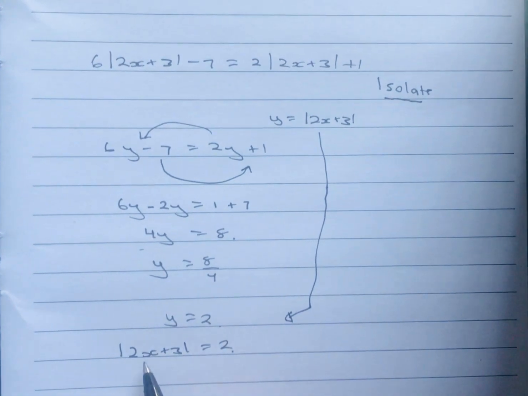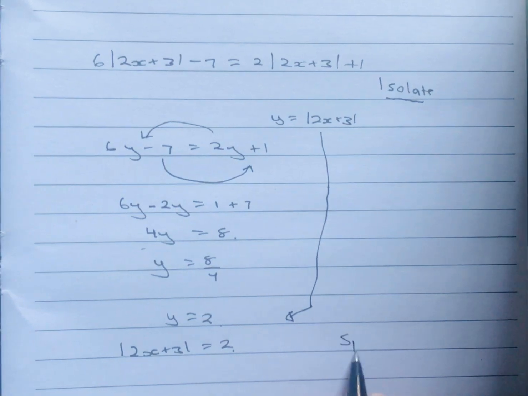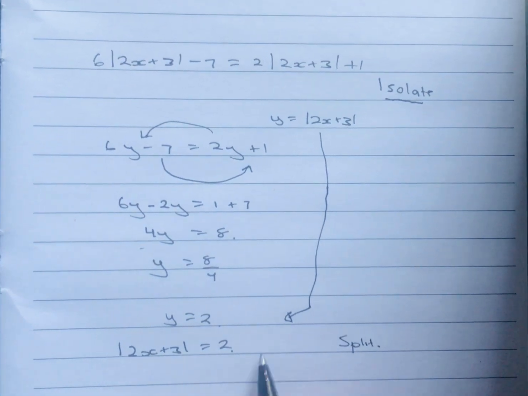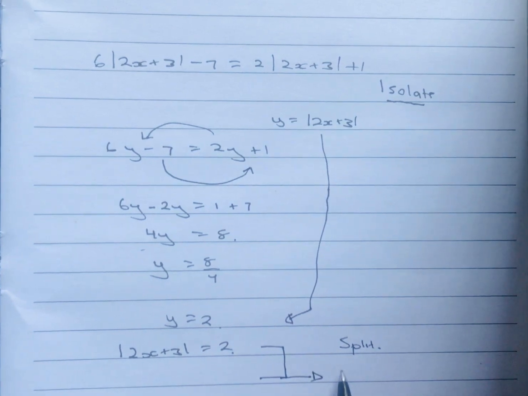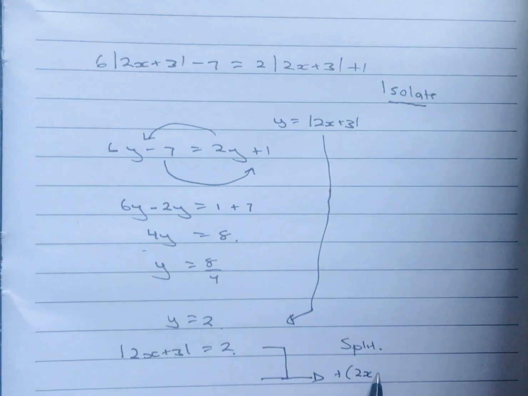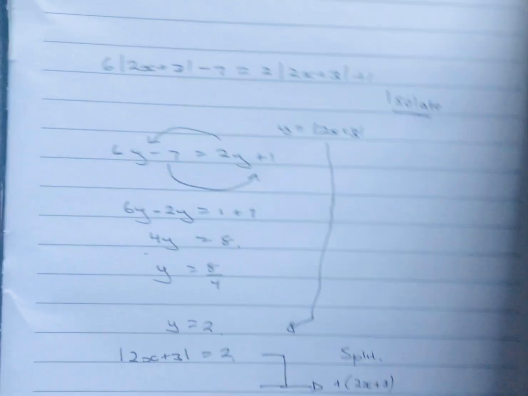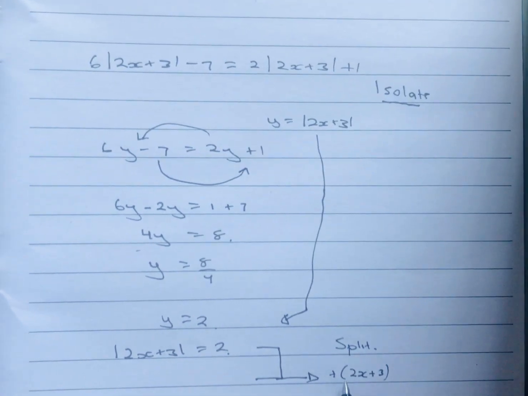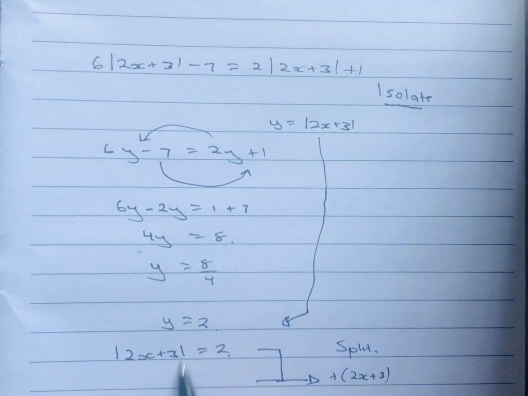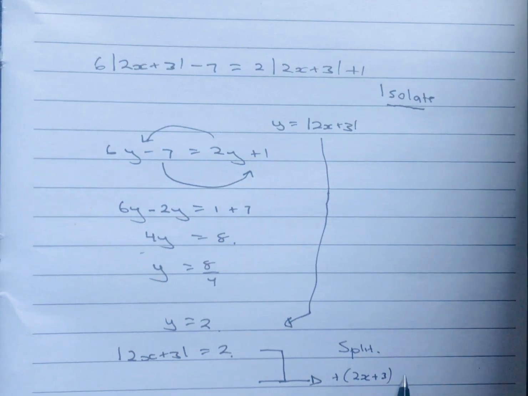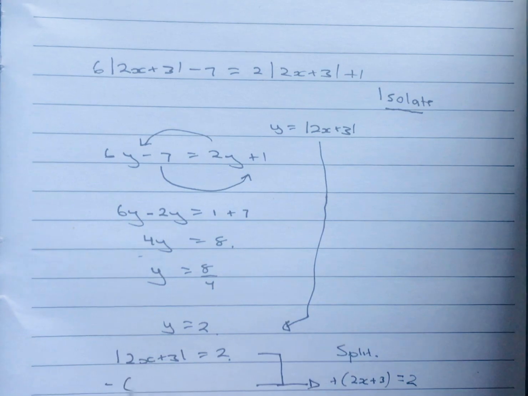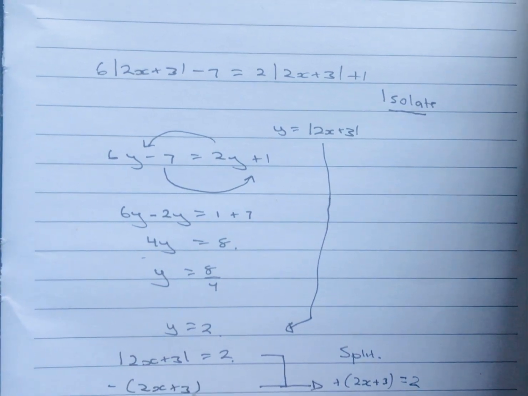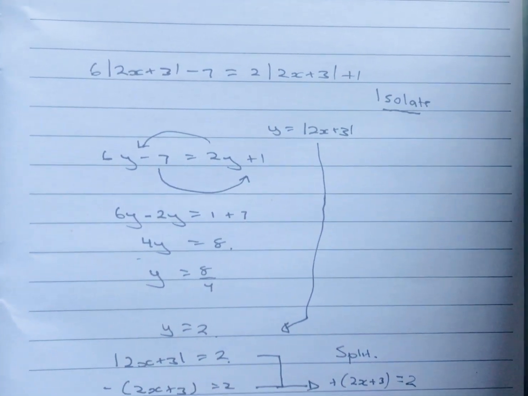Okay, now you split just like you did in the previous questions, because now it's as simple as it was in the previous examples. So in your first one it's positive. Just one reminder, guys, when you split it, it will no longer be the bars, it will be normal brackets. Okay, and the other one will be negative bracket 2x plus 3 is equal to 2. So you start solving one by one.